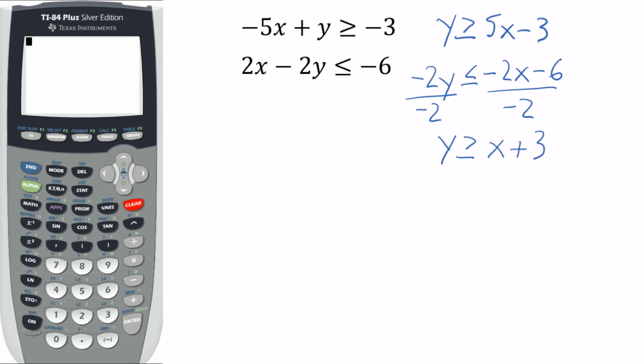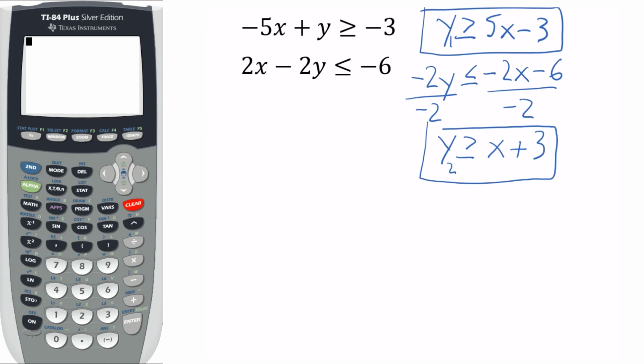Now let's go ahead and label these lines. I'll call the top one y1 and the bottom one y2. And that's the order that we'll put them in the graphing calculator. So on the graphing calculator, on the top left, we'll press the y equals button and type 5x minus 3, and then type in x plus 3. And then we'll hit graph, which is up at the top right.